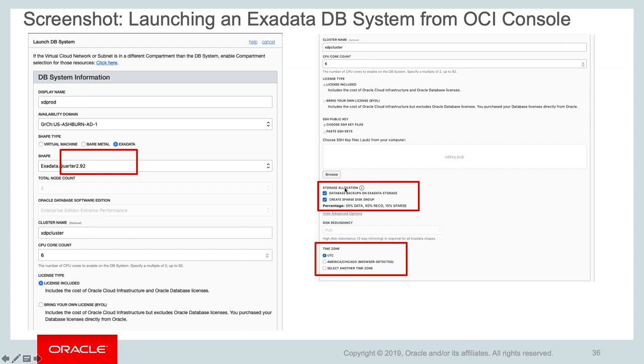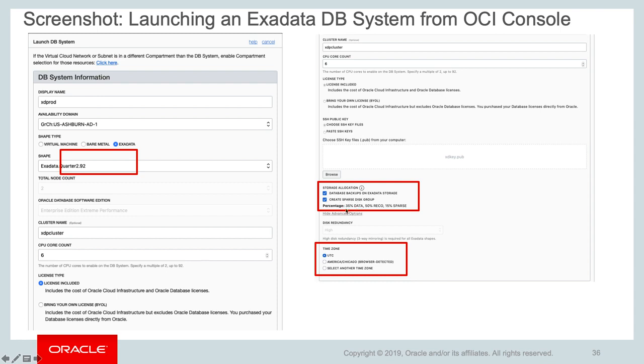The next section shows the storage allocation, and based on your requirements you are going to check these boxes. If you want database backups on Exadata storage, you can check this one. Based on that, your disk group distribution of space is going to change. If you also want a sparse disk group, you can check that one.